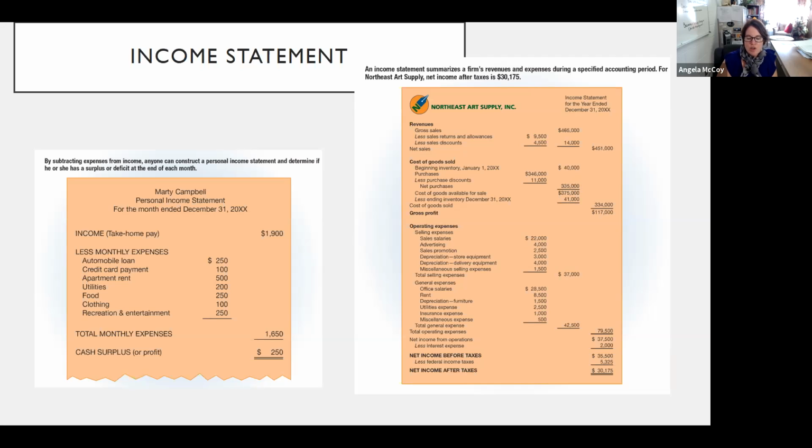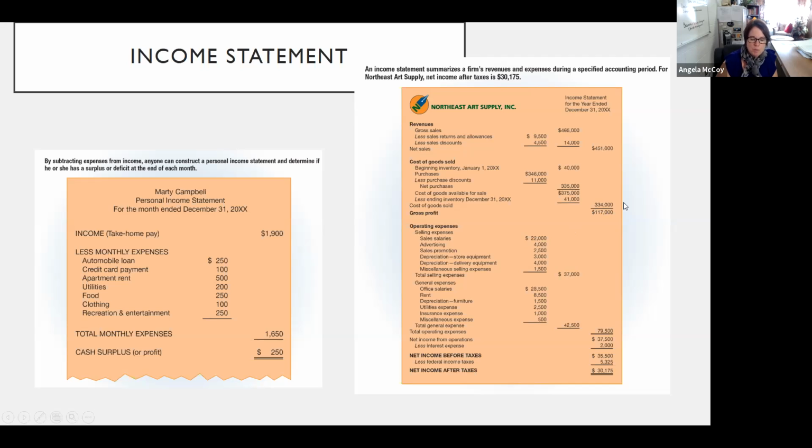Thus, during the year, it had a total of goods available for sale valued at $40,000 plus $335,000 for a total of $375,000. Now, 12 months later, Northeast had sold all but $41,000 worth of the available goods. The cost of goods sold was therefore $375,000, which is right there, less the ending inventory that they still had on hand, which was $41,000, to give them $334,000, which is right there.